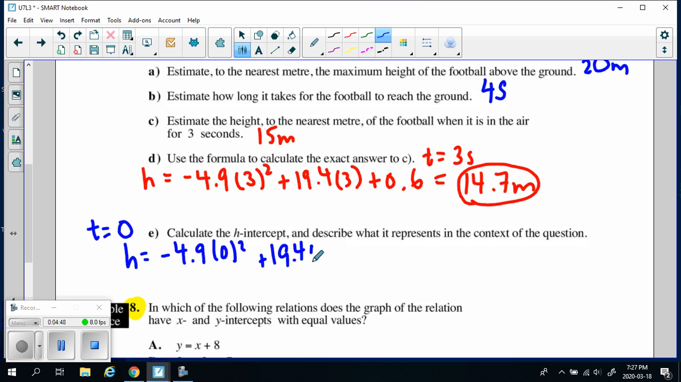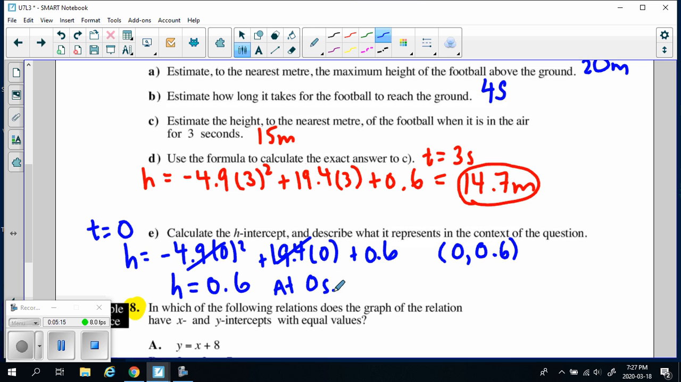We have 19.4 times 0 plus 0.6. And what happens is these two terms, because they're multiplied by 0, just drop out, and we end up with h is equal to 0.6. So the h-intercept has the coordinates (0, 0.6). And if you think about what this means, this is 0 seconds and this is 0.6 meters. So what this means is that at 0 seconds, the ball was 0.6 meters high.